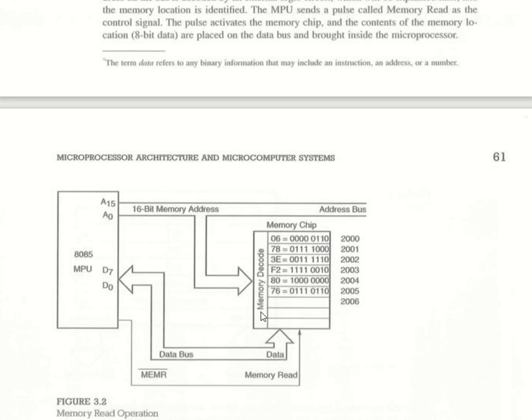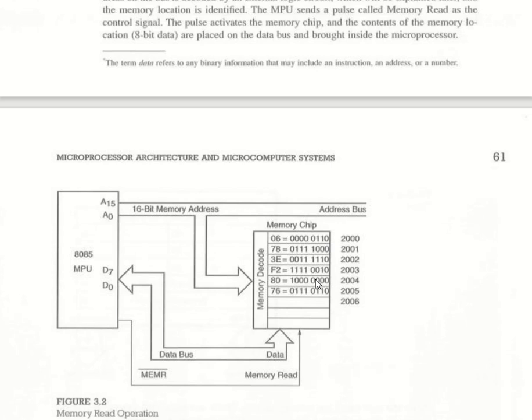The microprocessing unit sends a pulse called memory read, because we are reading the memory right now. If we were to write to the memory, we would have sent memory write instead of memory read. So the pulse activates the memory chip, and the contents of the memory location are placed on the data bus. So whatever content that memory location holds will be placed on the data bus and brought inside the microprocessor.